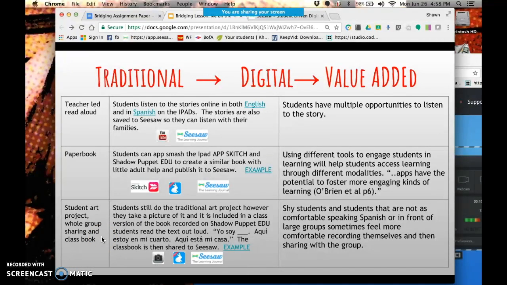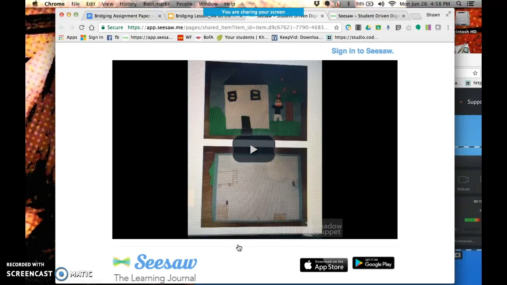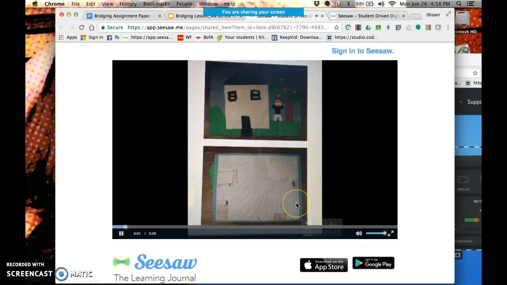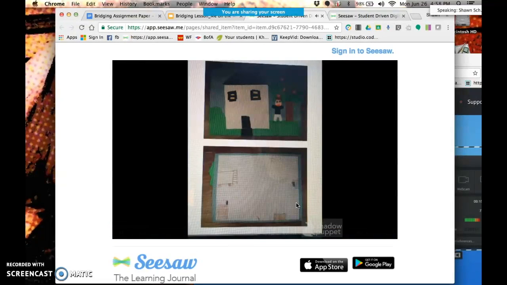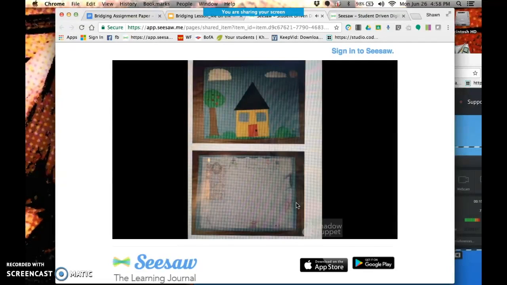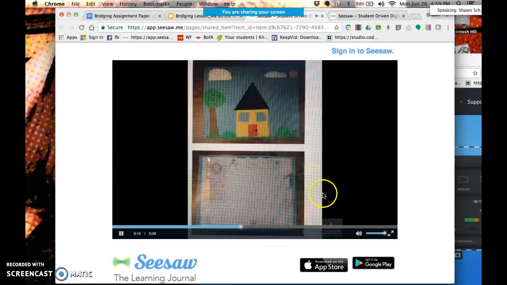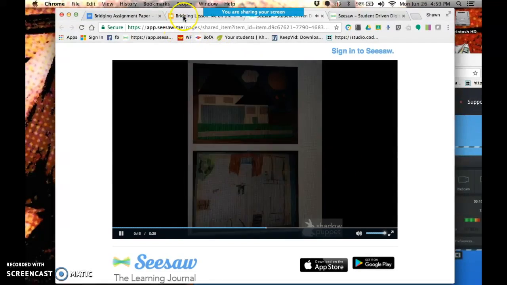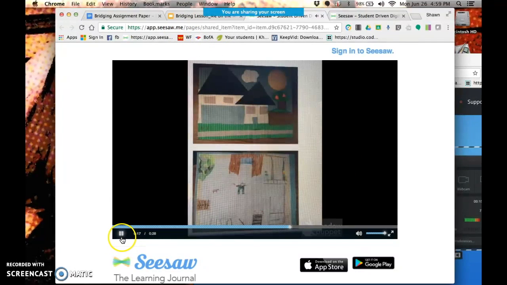Yo soy, aquí estoy en mi cuarto, and here is an example. Aquí está mi cuarto. Aquí estoy yo en mi cuarto. Aquí está mi casa. Yo soy Daniela. Aquí estoy yo en mi cuarto. Aquí está mi casa. Yo soy Rick. Aquí estoy en mi cuarto. Aquí está mi casa.